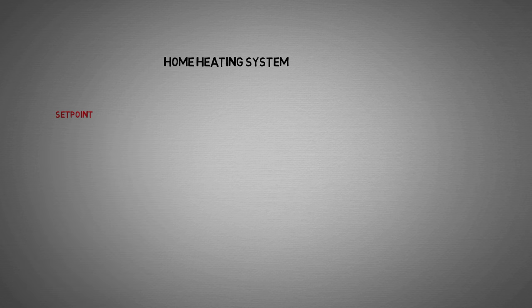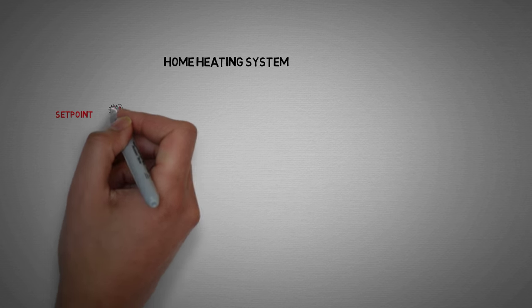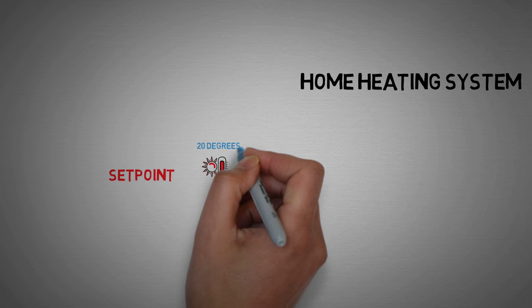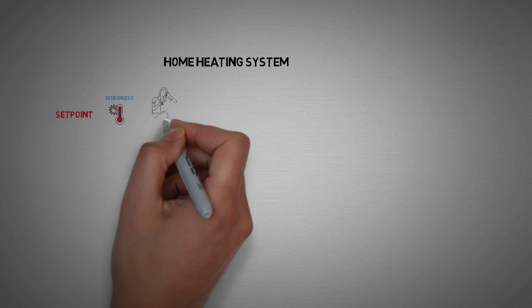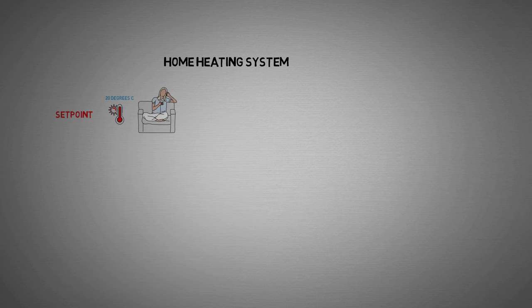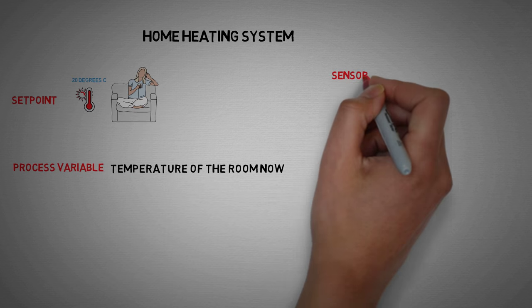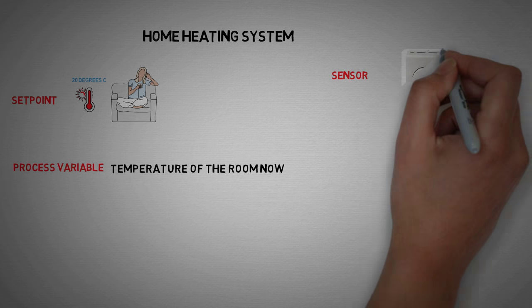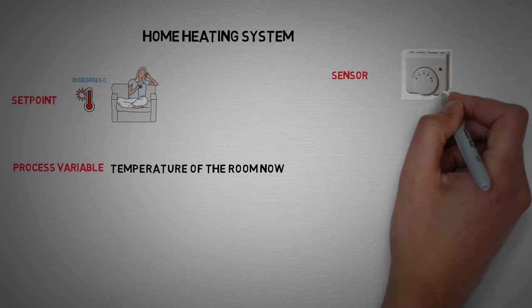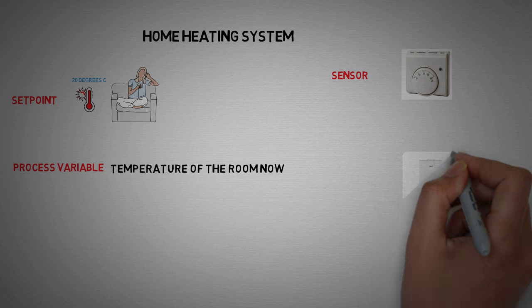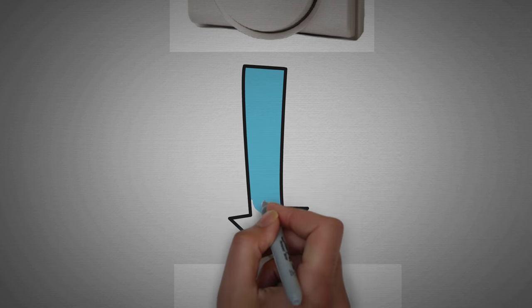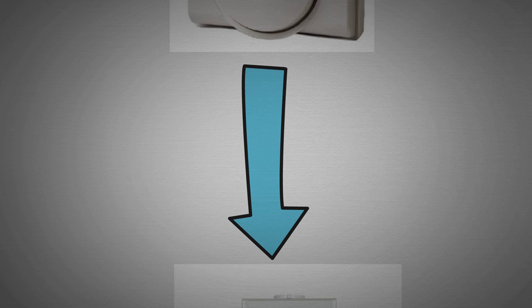So let's start with the set point. Now, this is the temperature we decide we want our rooms to be, so we're nice and comfortable. You have the process variable. This is the actual temperature of the room at this very moment. You have the sensor. In this example, the thermostat of the heating system is the sensor. It senses the temperature of the room and sends a signal of the current temperature to the boiler.